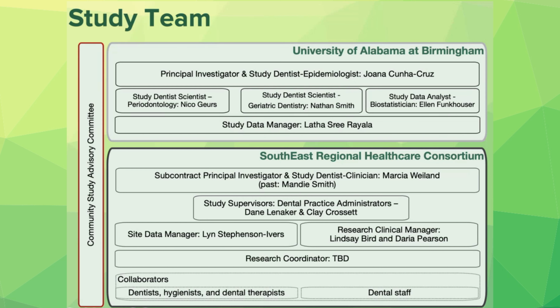And finally, in our group, we have a community study advisory committee. Some of you suggested names of seniors in the communities that you serve. Thank you very much. And they are now members of our committee. We would like to have more people involved from the community, patients from SEARHC, from other locations like Juneau, Haines, Kake, so that we can have a broader representation.